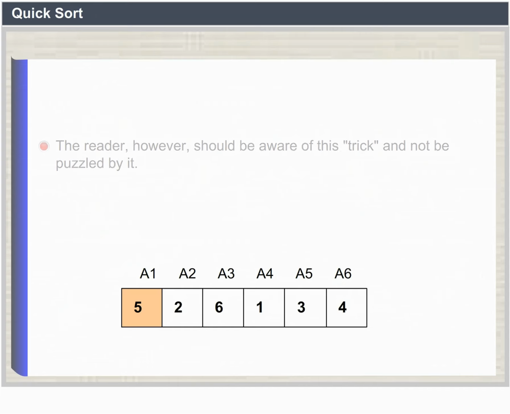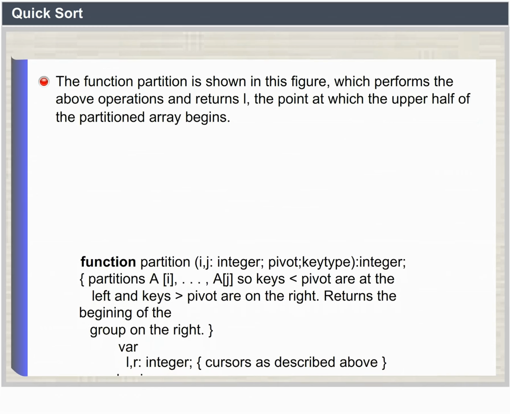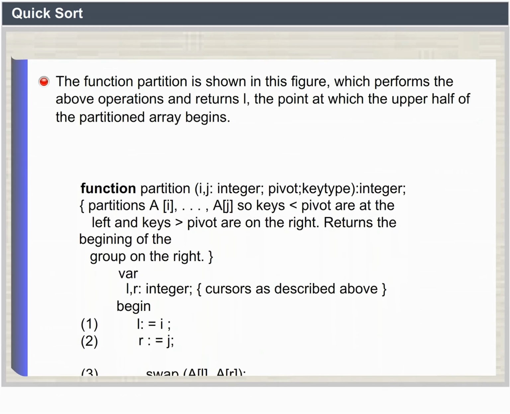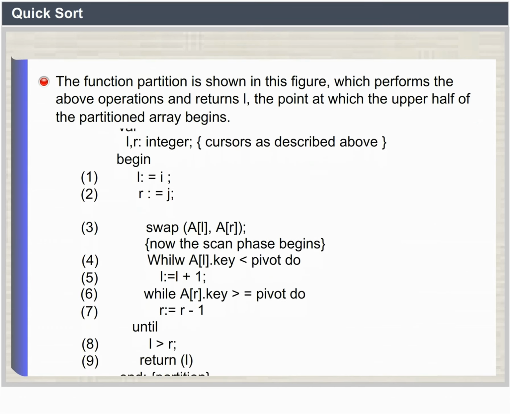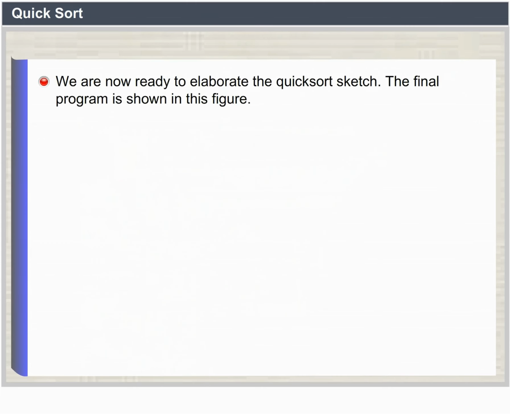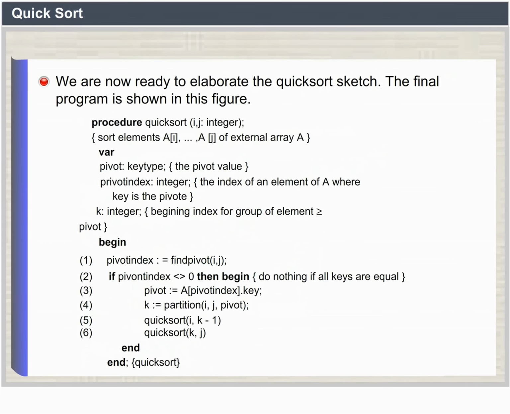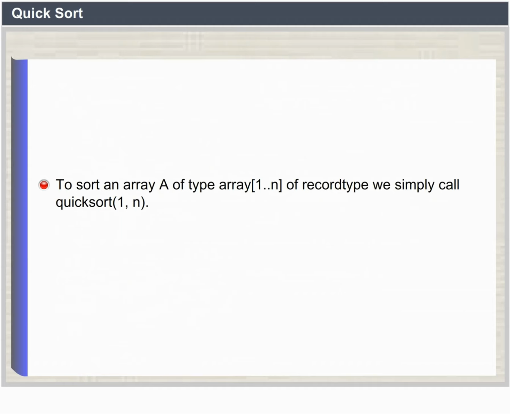The reader, however, should be aware of this trick and not be puzzled by it. The function partition is shown in this figure, which performs the above operations and returns L, the point at which the upper half of the partitioned array begins. We are now ready to elaborate the quicksort sketch. The final program is shown in this figure. To sort an array A of type array of 1 to n of record type, we simply call quicksort(1, n).